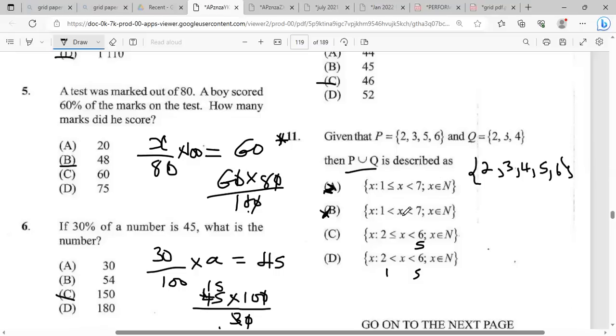x is less than 1. We can definitely take out this. This doesn't make any sense. This includes 2, but it doesn't include this. This includes 1, but 1 is not included in this. This are 6, because less than 7 or 6. x greater than 1. So I'm going to go with B.